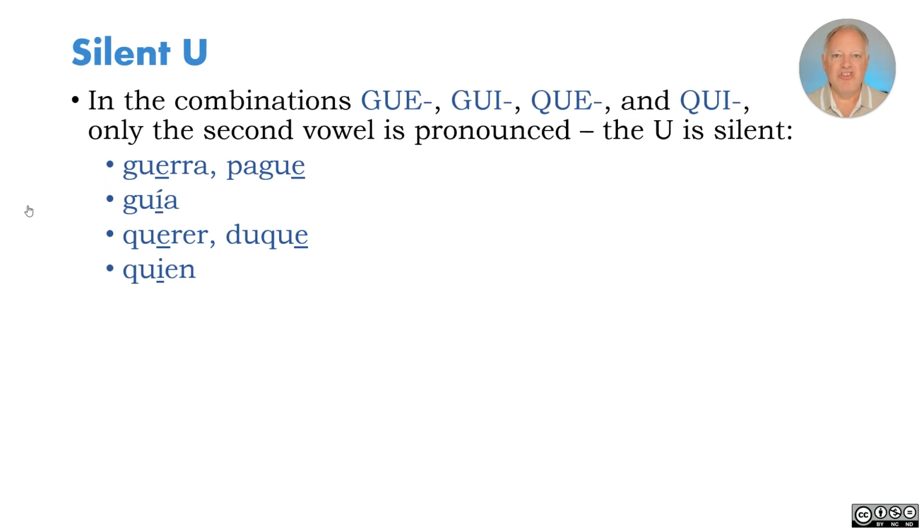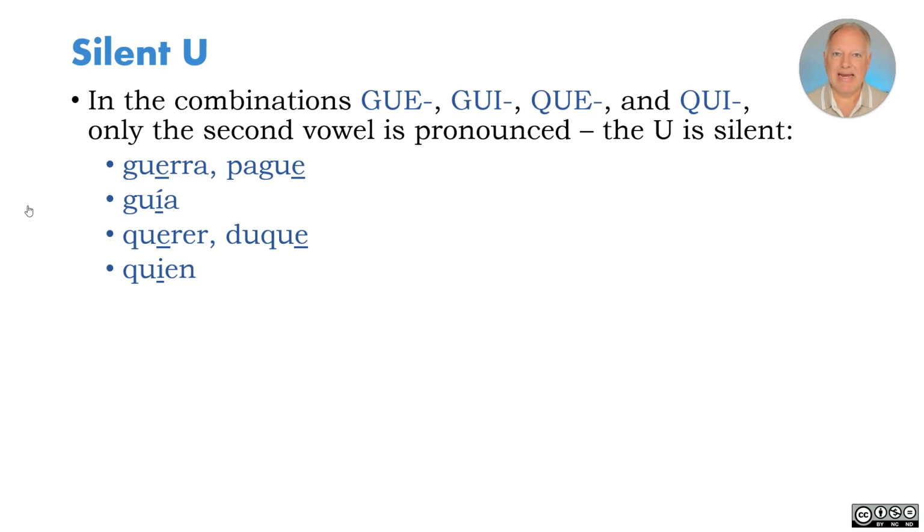All right, and here on this slide, those were the 5 basic vowels in Spanish, the 5 simple vowels and their corresponding spellings. I just wanted to pause here, speaking of spelling, and reiterate this idea that in the combinations GUE, GUI, QUE, and QUI, the U is silent, so only the second vowel is pronounced. So examples of GUE: guerra, pague. Or GUI: guía.